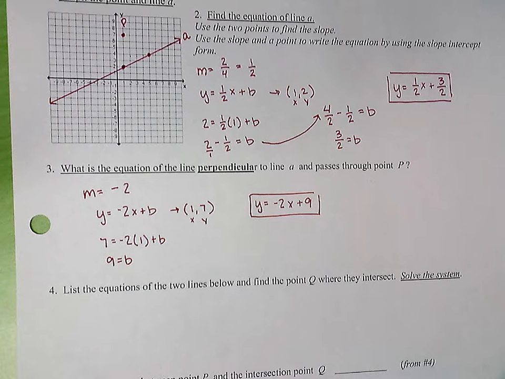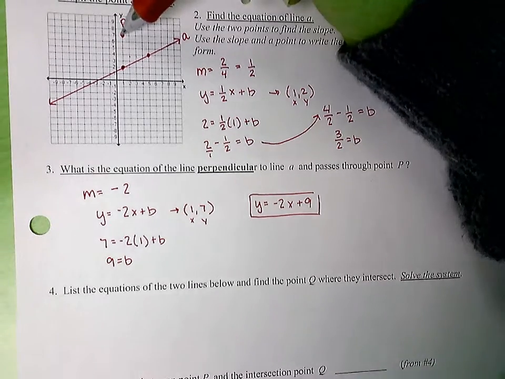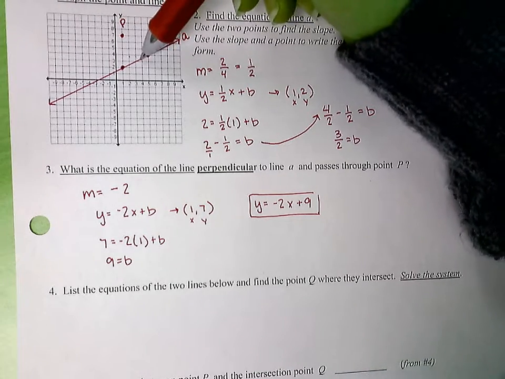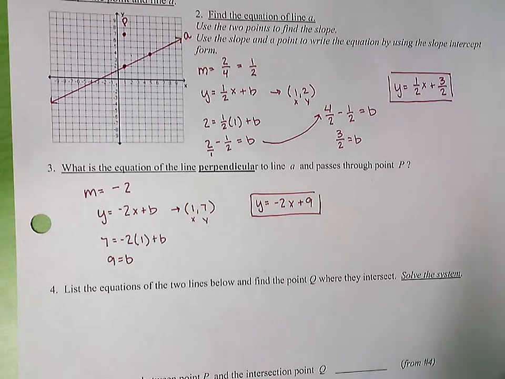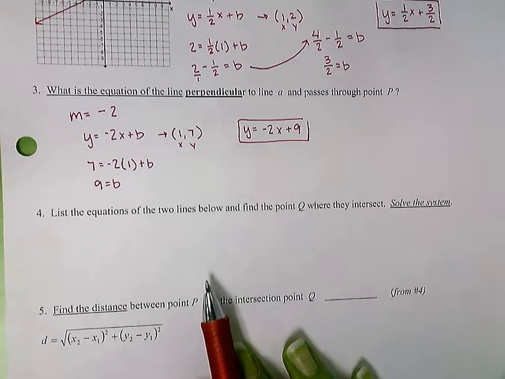Okay, so again, what we're trying to do is find the distance between point P and line A. The shortest distance between point P and line A is perpendicular. That's why we're finding the equation of the line perpendicular. So we want to find where this line through P, that's perpendicular to A, intersects line A. So we need to find that point. Now to do that, we're going to solve the system of equations.